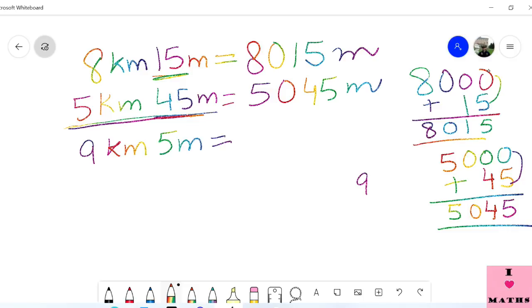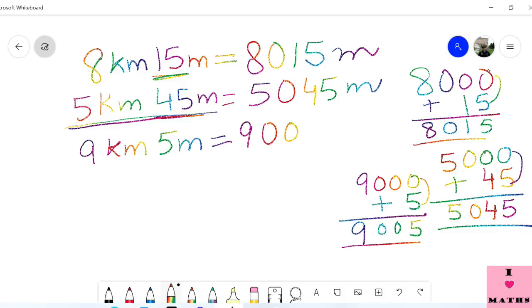Okay, suppose the distance between a place A to place B is 9 kilometer and 5 meter. So 9 kilometer means 9,000 meter and to 9,000 I have to add only 5. So the answer would be 0 plus 5 is 5, 0, 0, 9. So the answer would be 9,005 meters.